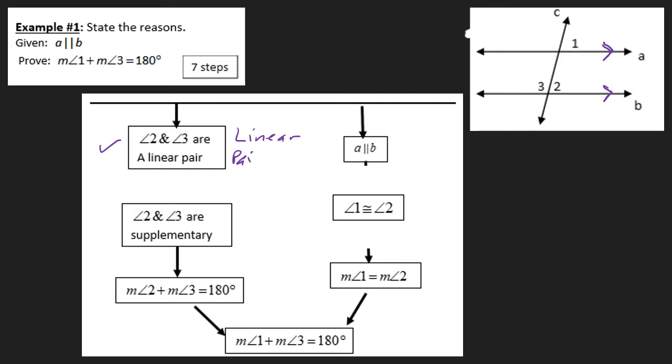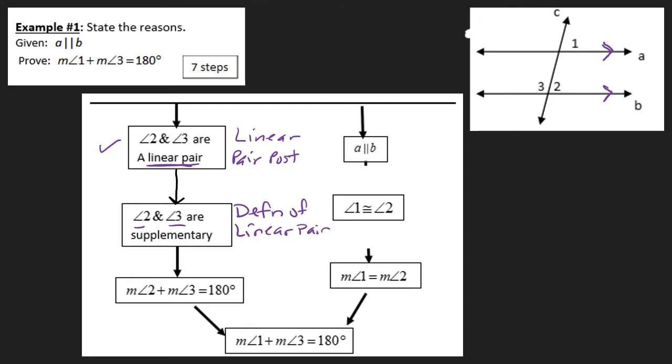So instead of actually having a statement and a reason column in our proof, we just do a little flow proof here, and we write the statement in a box, and we put the reason out to the side. So then, what does the linear pair postulate tell us? Well, if we have a linear pair, we know that the angles are supplementary because the definition of linear pair is adjacent supplementary angles. So just like before, when we use the definition of, right here we have a linear pair, so we know that angle 2 and angle 3 are supplementary by definition of linear pair.